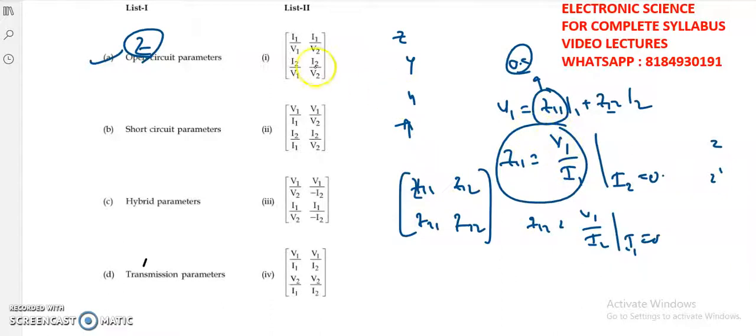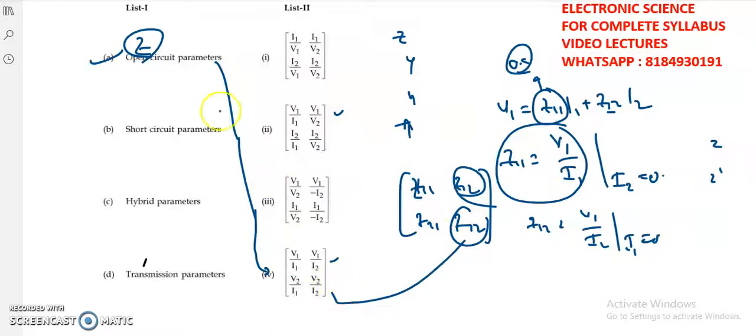Z11 is V1 by I1. V1 by I1 is there in both these two options, and Z12 is V1 by I2. V1 by I2 is only in this option. So obviously A is linked up with V1 by I1 and V1 by I2. Similarly, Z21 is V2 by I1 and Z22 is V2 by I2. So option A is matching up with the fourth one.